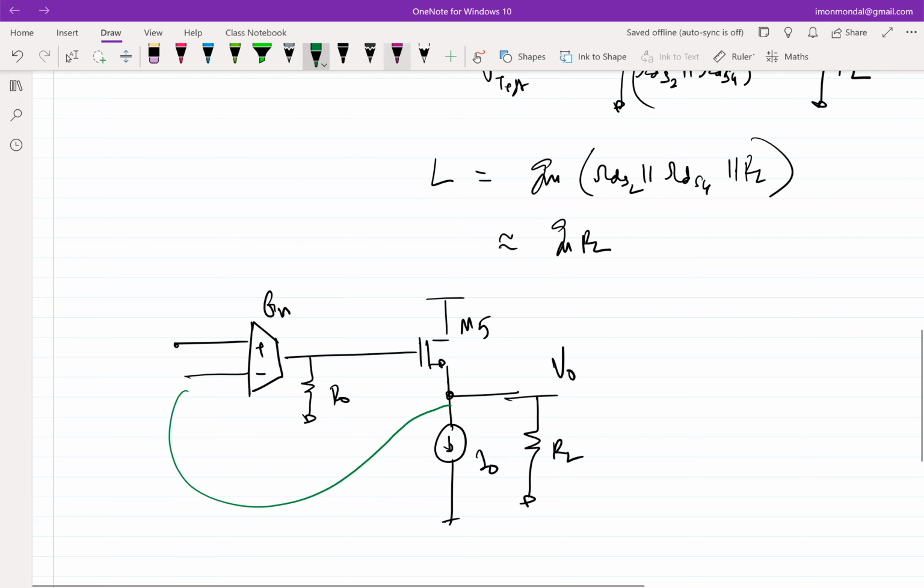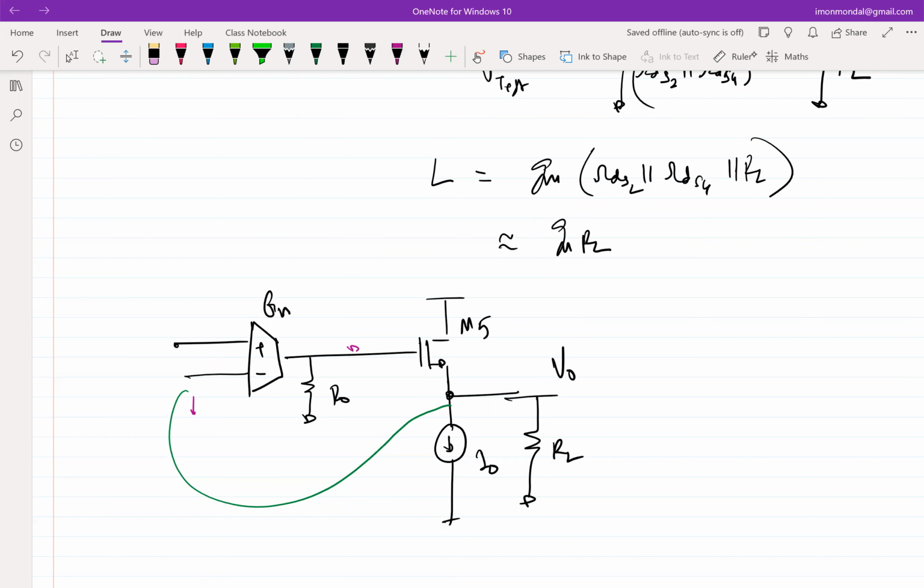Yeah, so we do the same test, right? Let's assume that any part of the loop I yank up. Let's say I yank this up. Then this goes down. If this goes down, what happens to V0? Goes down. So whatever comes back is negating the disturbance that you have provided, which means this is in negative feedback. So this is fine.